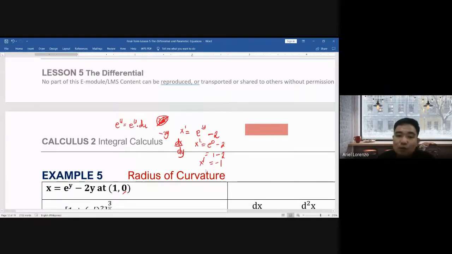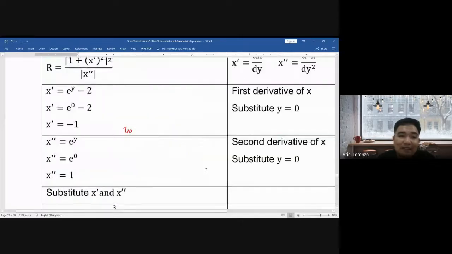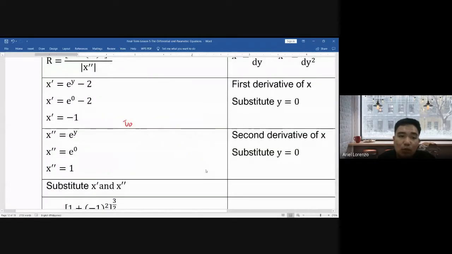Okay? And then next, get the second derivative again, class. Okay? So what is the second derivative of e raised to y minus 2? The derivative of e raised to y, class, is still e raised to y. Then the derivative of 2 is 0. So what's left is e raised to y, and then the given point y, class, is 0.